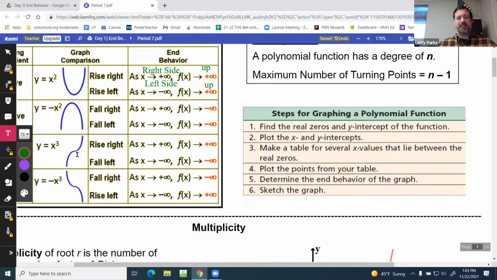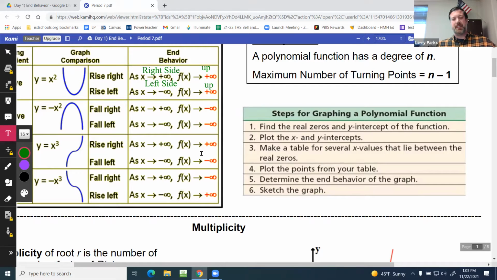On this one, and notice x to the third is, anytime you have an odd exponent, you're going to have opposite end behaviors. Anytime you have odd, they're going to do opposites. So you're either going to have down and up or up and down.